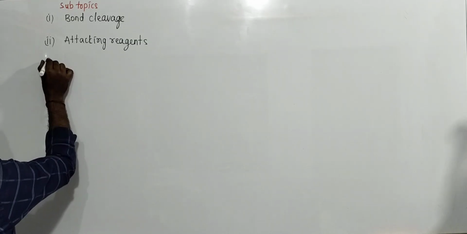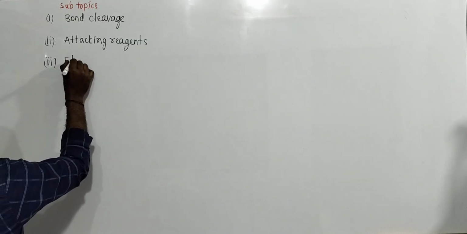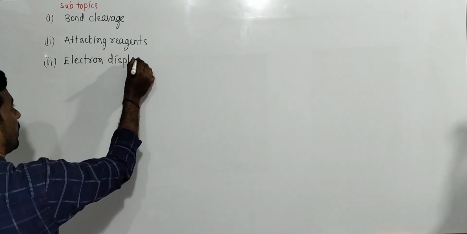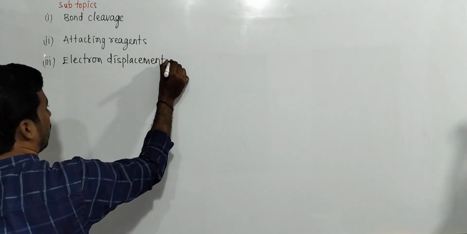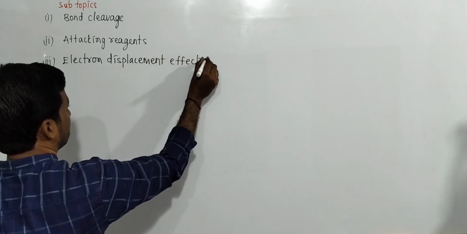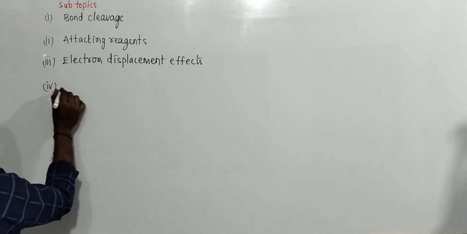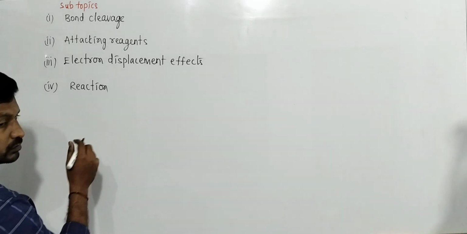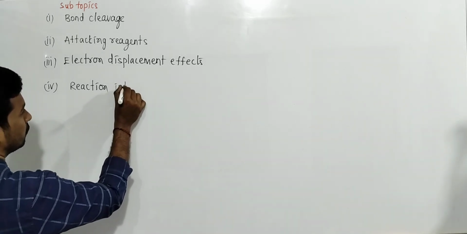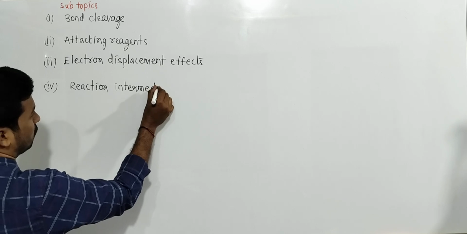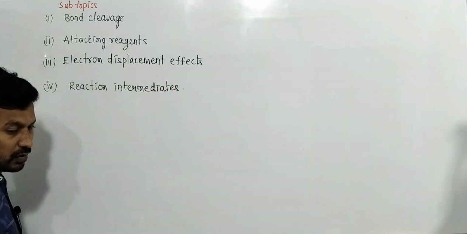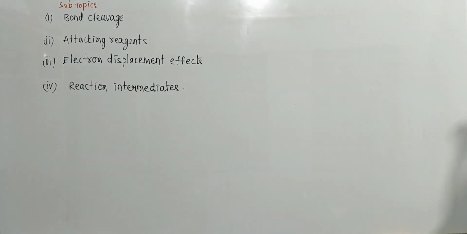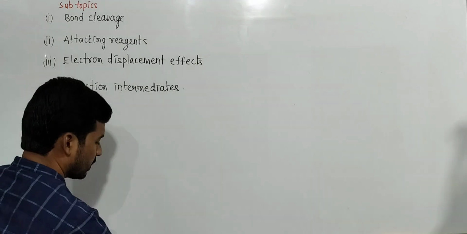Next, thirdly, electron displacement effects. Fourthly, reaction intermediates. There are 4 parts in this, and the first one is bond cleavage.